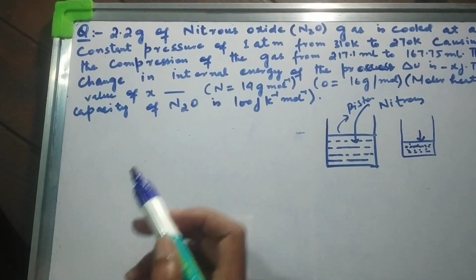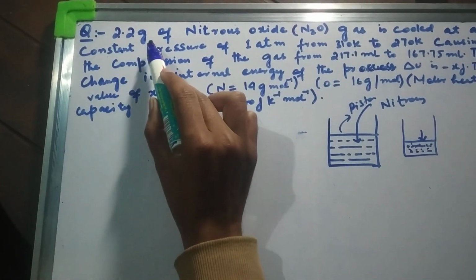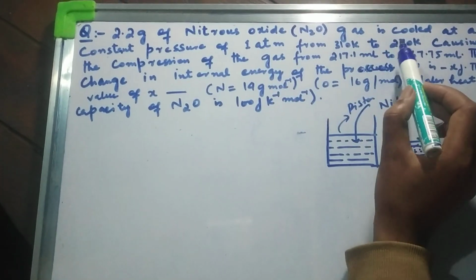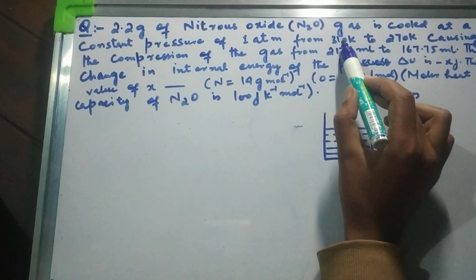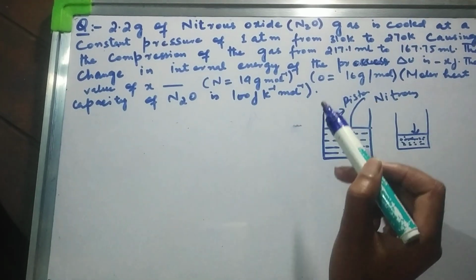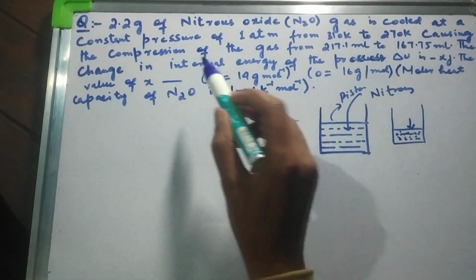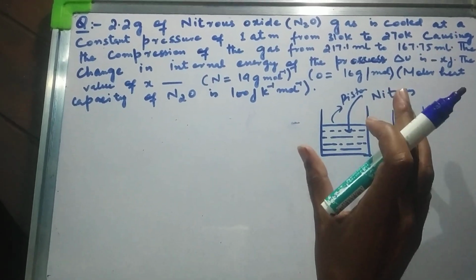Hello friends, I am here with another question that was asked in JEE Mains paper. 2.2 gram of nitrous oxide gas is cooled at constant pressure of 1 atm from 310 Kelvin to 270 Kelvin, causing the compression of the gas. When we decrease the temperature, the volume is also decreased, and this causes the compression in gas.